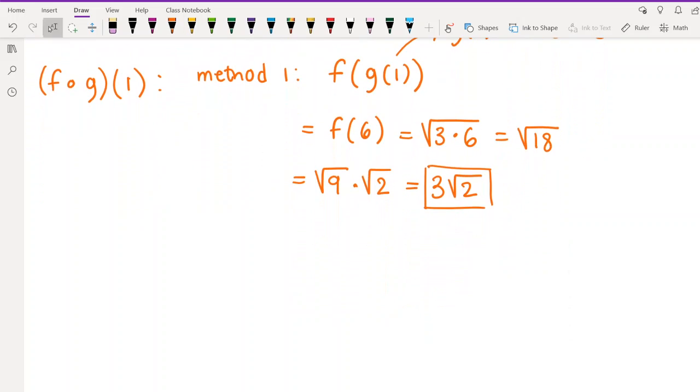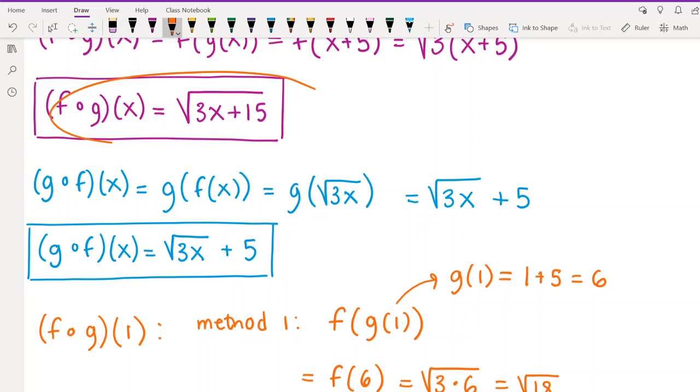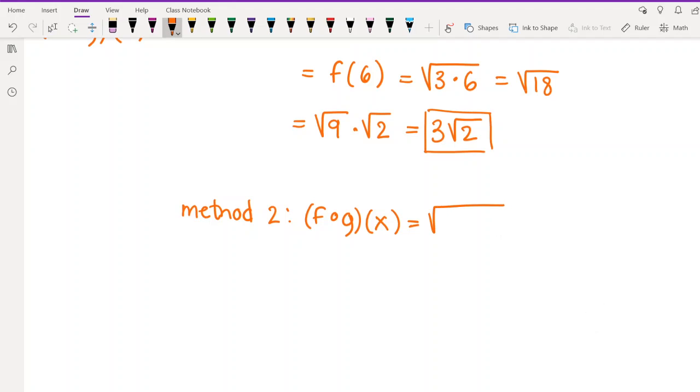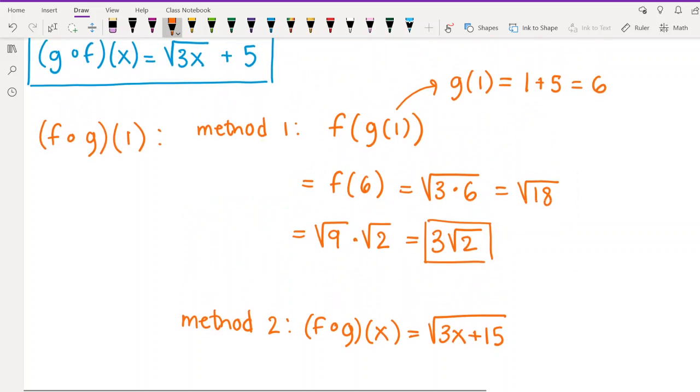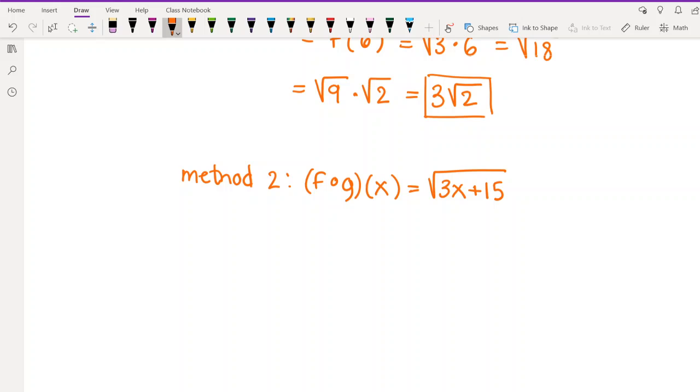But there's another way to do it, because we did calculate a formula for f composed with g of x, right? We figured out earlier, and actually I'll just write it in the original form, that f composed with g of x as a formula can be written as the square root of 3x plus 15, right? That's our formula. And so rather than go through plugging in 1 into 2 different functions, now we can just plug it into this function. We can just use this formula.